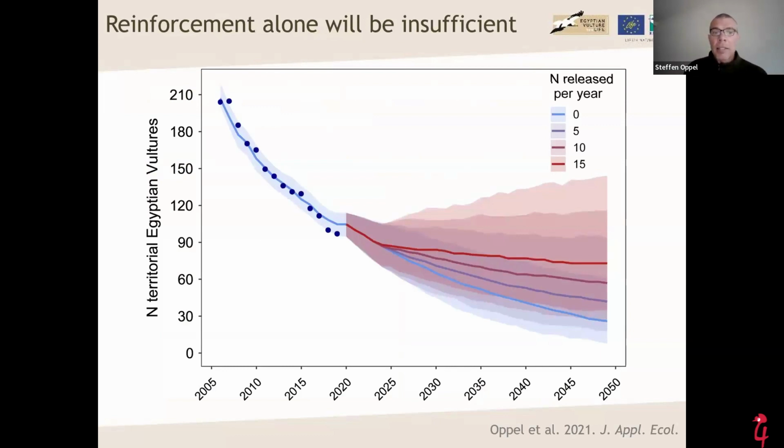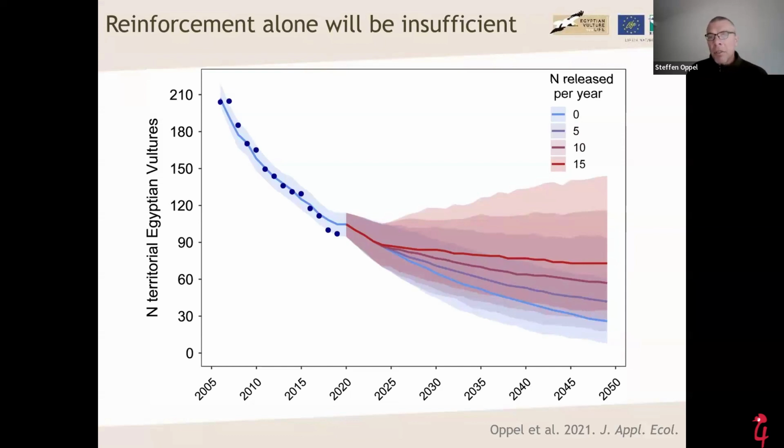This graph shows you the output of this model. So on the y-axis is the number of territorial Egyptian vultures in the Balkans, which starts in 2006 when there were more than 200, and it has dropped precipitously to about 100 in 2018. And the future projection is based on the number of captive bred juvenile birds that are released every year from 0 to 50. And what you can see is that the population continues to decline.